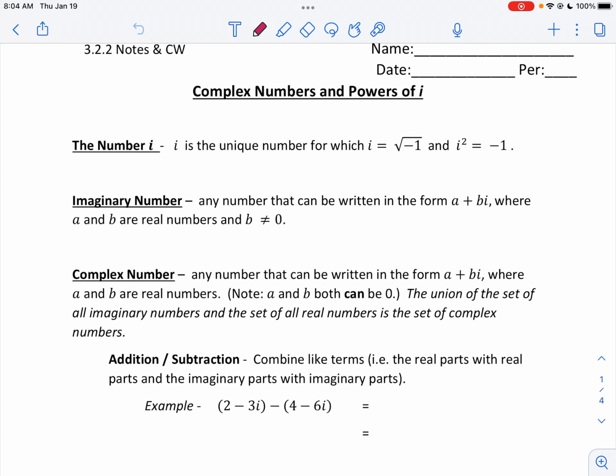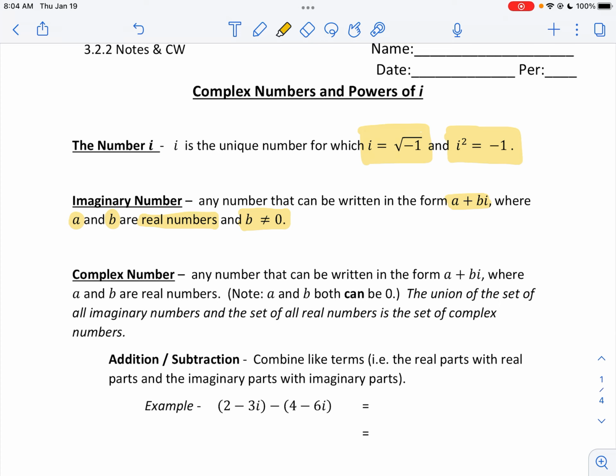The number i is the unique number for which i equals the square root of -1. And in turn, if we multiply it with itself twice and have i squared, it is equivalent to -1. So imaginary numbers are any numbers that can be written in the form a plus bi, where a and b are real numbers and b does not equal 0. a can equal 0, but b cannot equal 0.